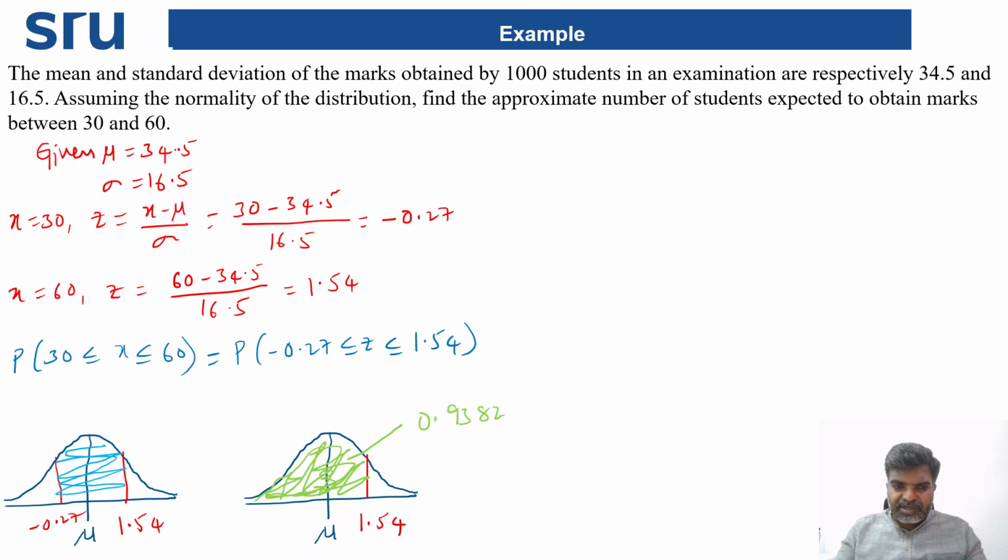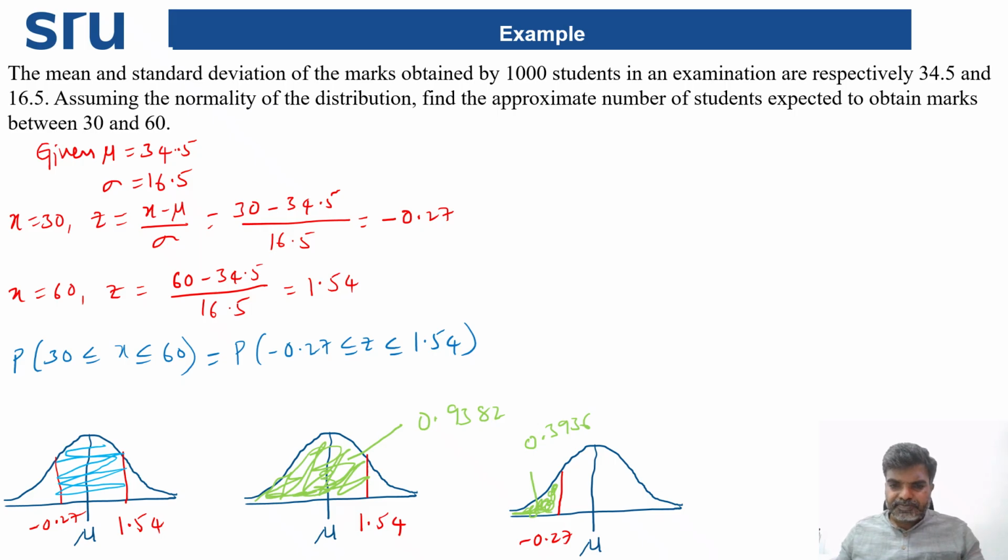Next, suppose we take the second value, minus 0.27. So what is the result? Minus 0.27 means we mark it here. The left side area of the z, always we have to consider the left side area of the z. This is the area. The value of this area from the table is 0.3936.